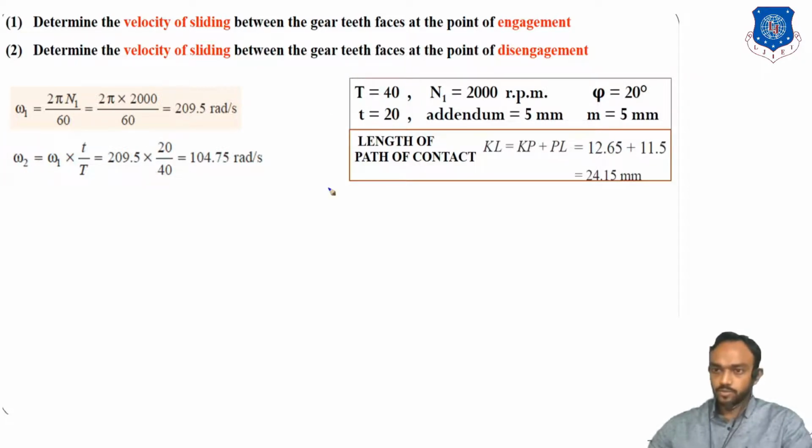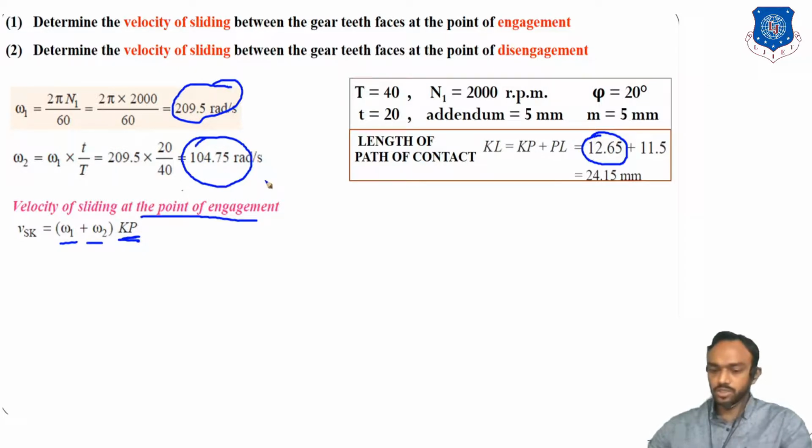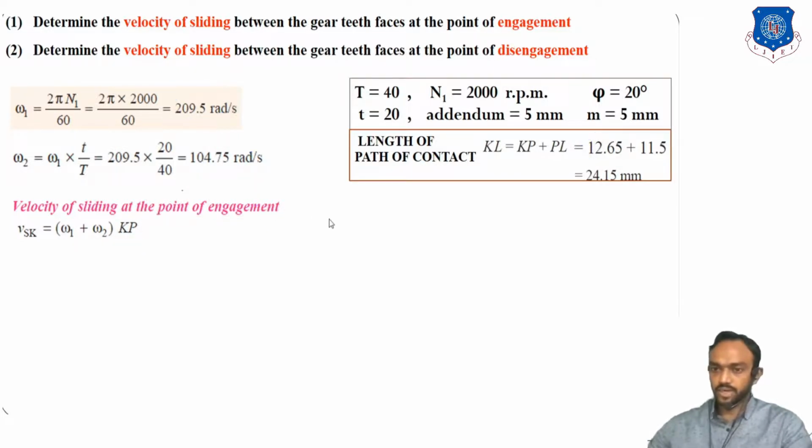Okay. So after that, with omega 1 and omega 2, you know the sliding velocity at the point of contact is (omega 1 plus omega 2) into Kp. Kp is already found, 12.65. What are omega 1 and omega 2? Omega 1 is 209 and omega 2 is 104.79. So put those values and you will find the velocity of sliding at the point of engagement.